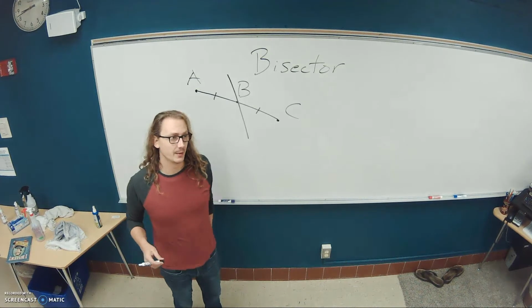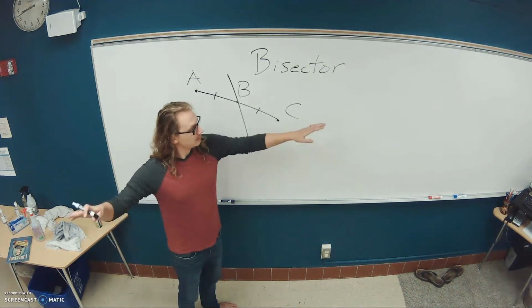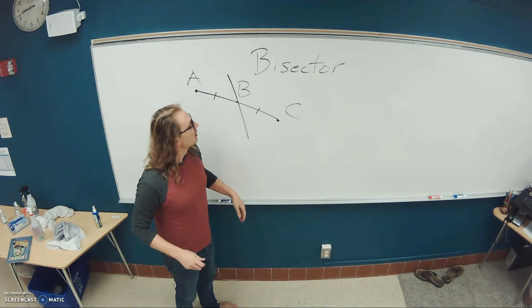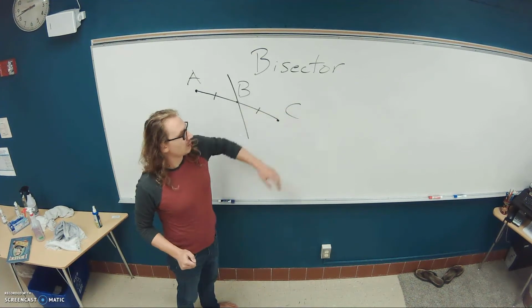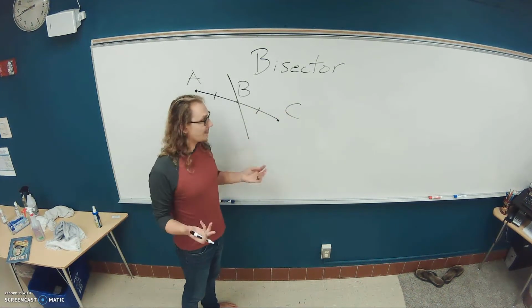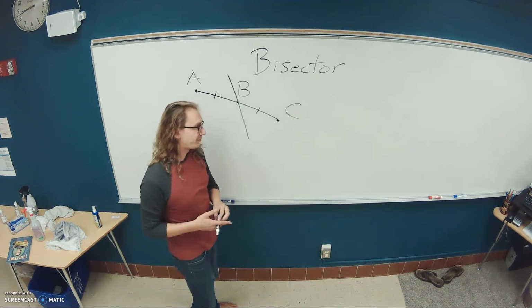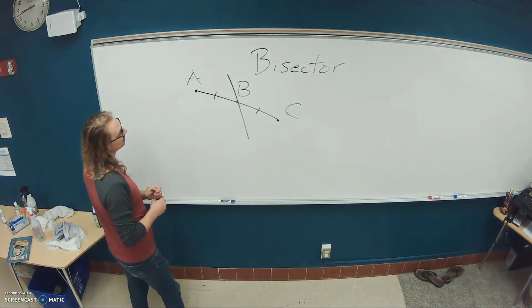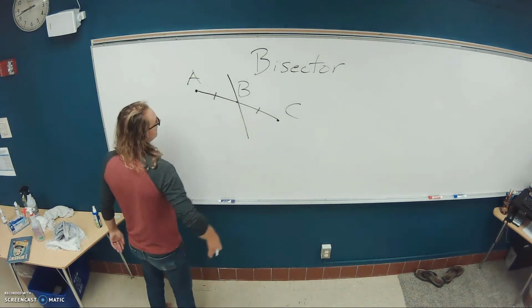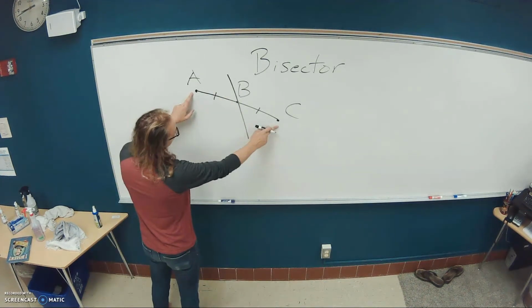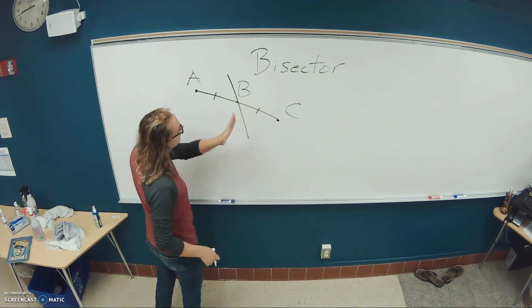Okay, we got two wheels there. A biplane has two sets of wings, okay? Sector is like we've got sections. We have split something into two sections. Bisector. Okay, we split it into two. So this line here has split segment AC into two equal parts.